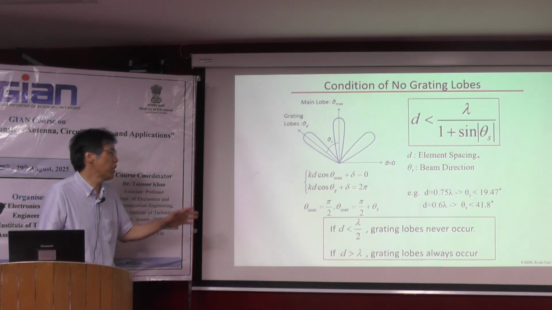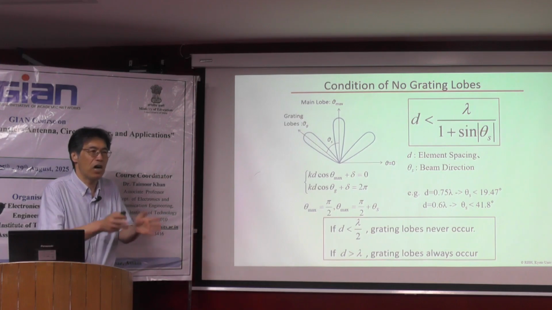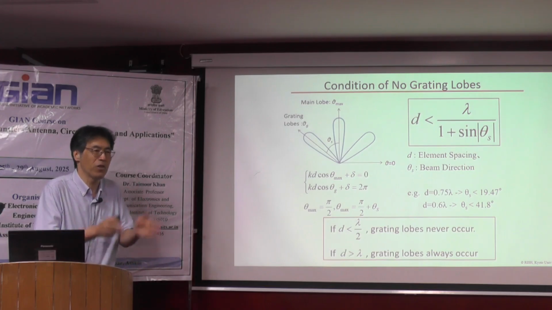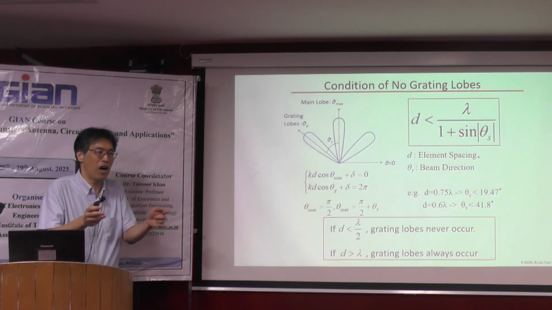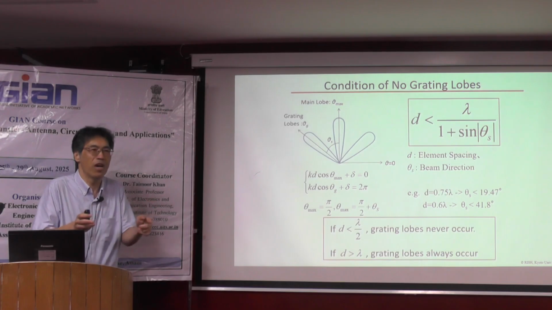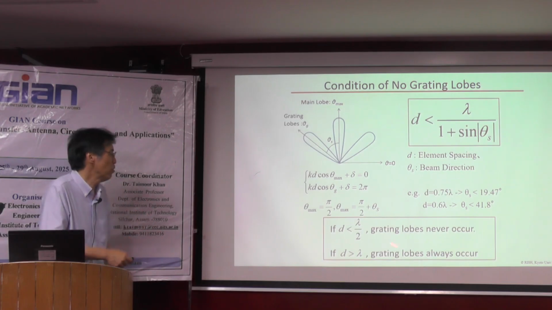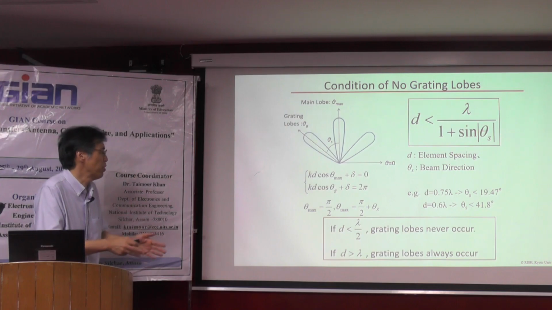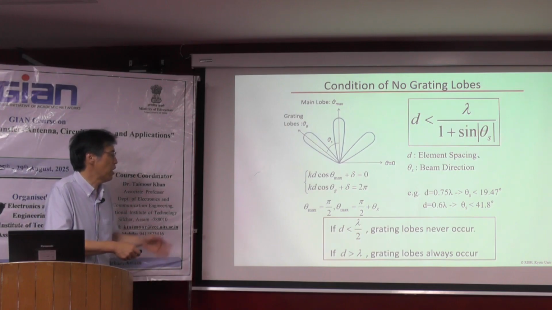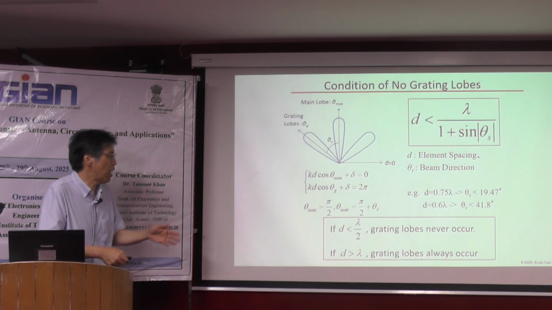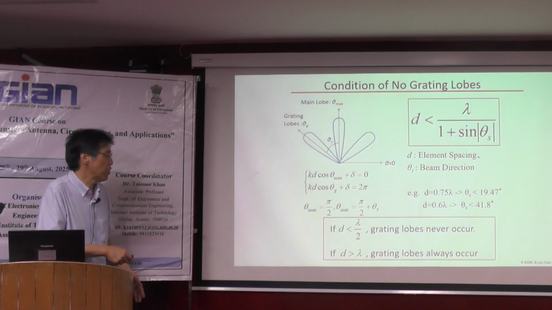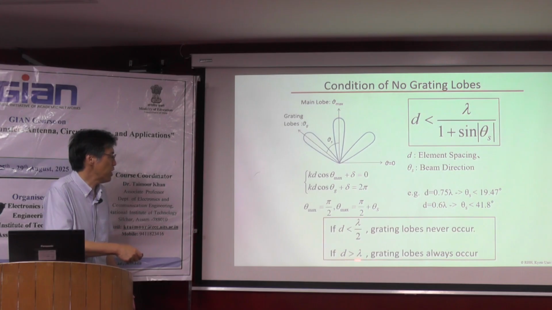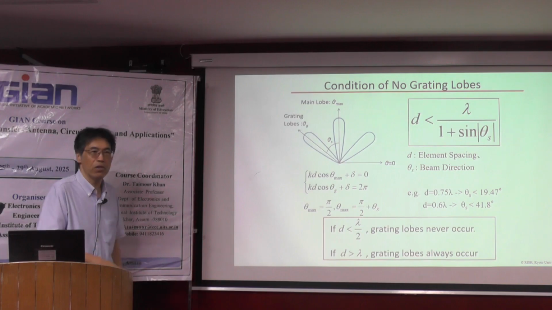But usually we cannot put each antenna within a half wavelength element spacing, because originally an antenna is a resonator. Typically we have a half wavelength as a dipole antenna, etc. So we usually put the element spacing between half a wavelength and one wavelength. And when we put the antennas with a spacing of over one wavelength, a grating lobe always occurs.